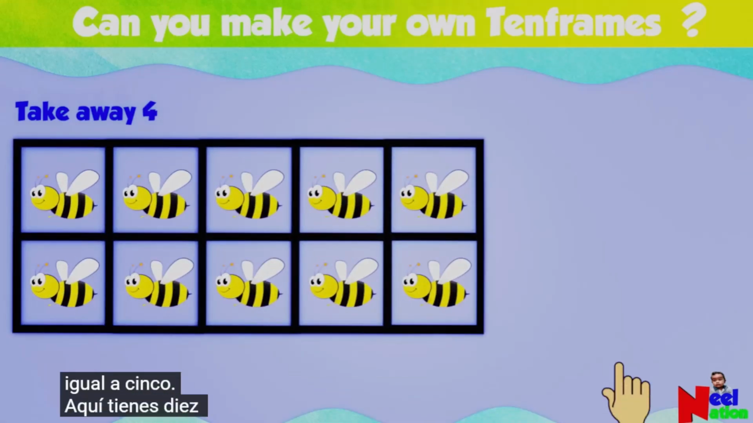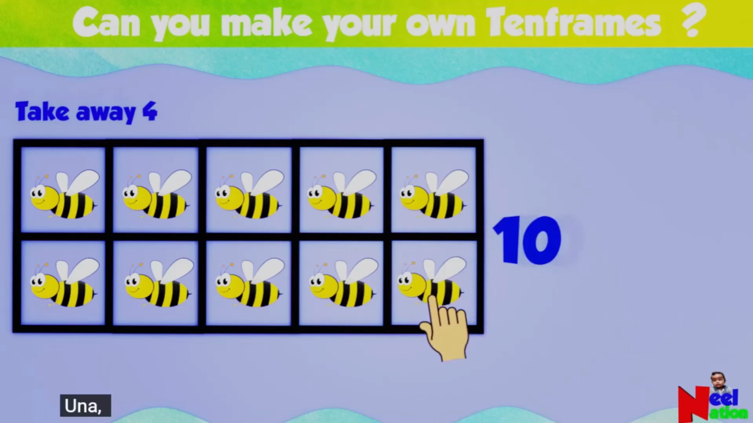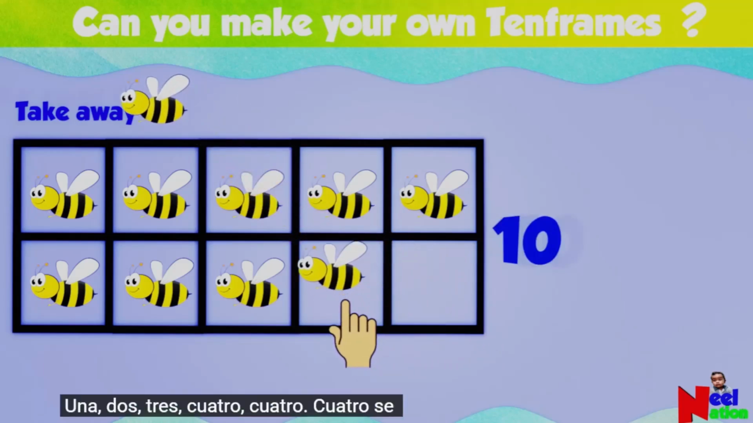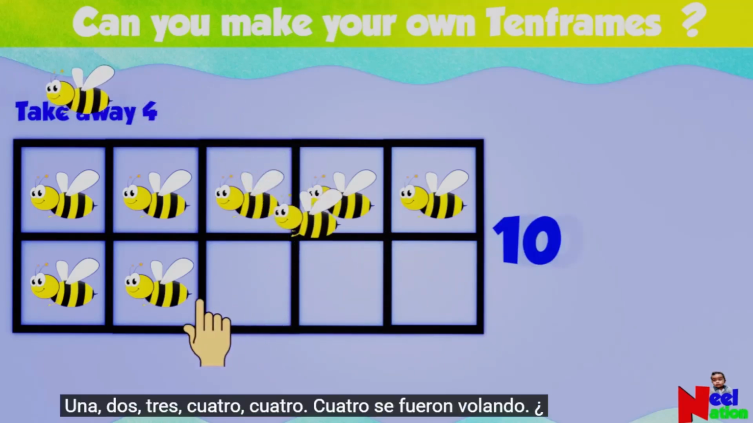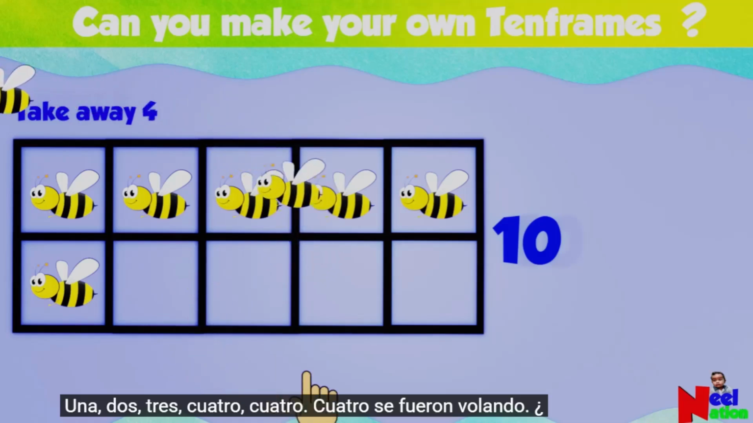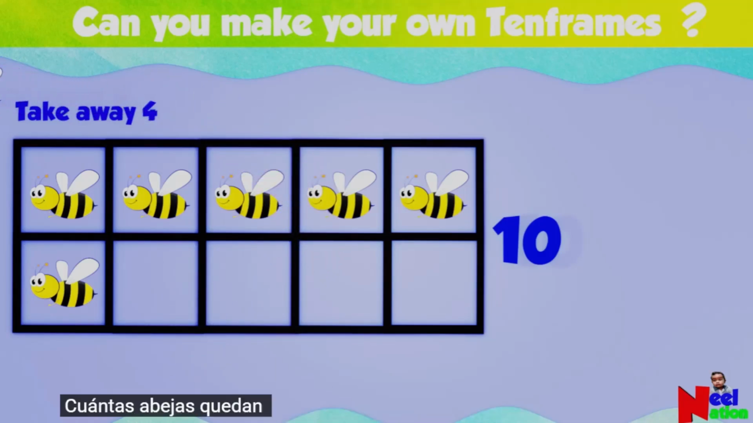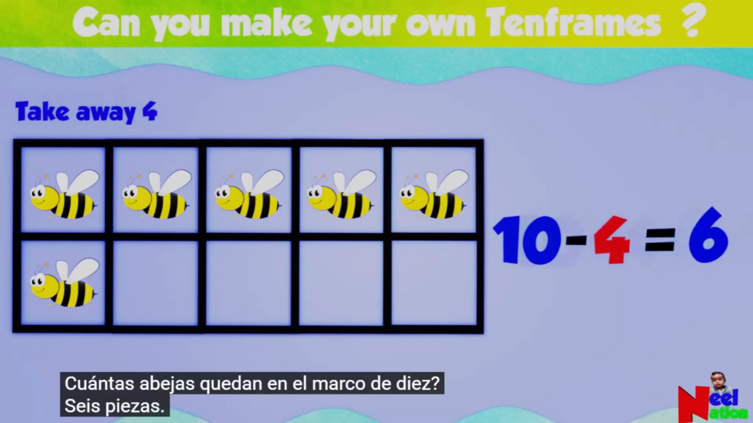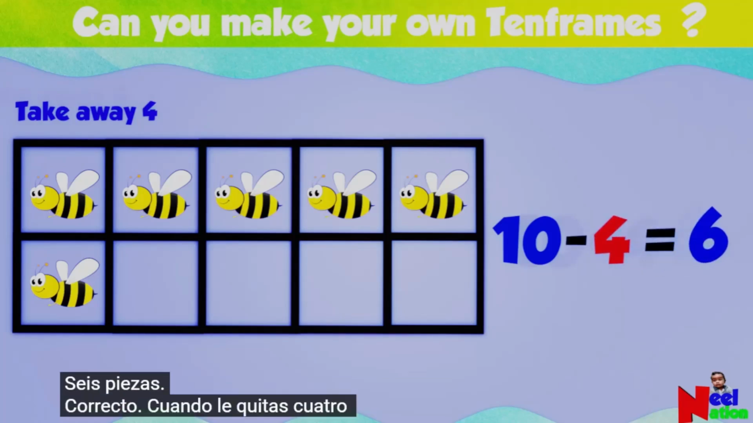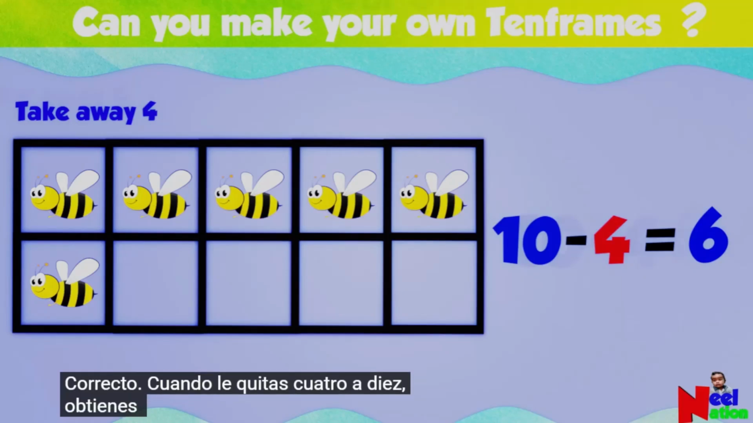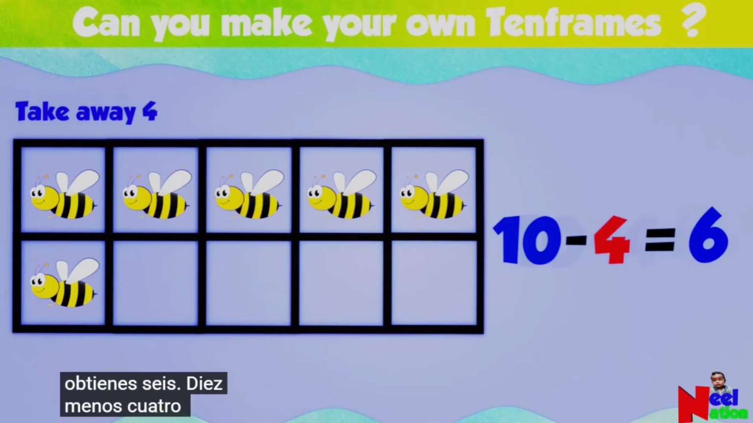Here you have 10 bees. 1, 2, 3, 4. 4 flew away. How many bees are left in the 10 frame? 6 bees. That's correct. When you take away 4 from 10, you get 6. 10 minus 4 equals 6.